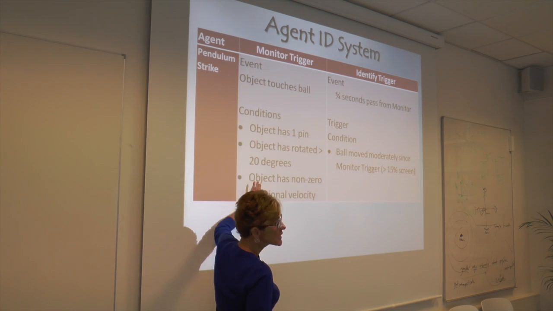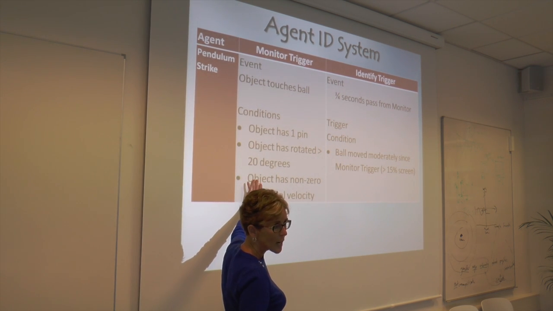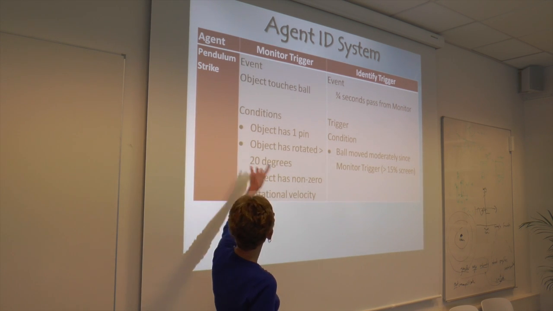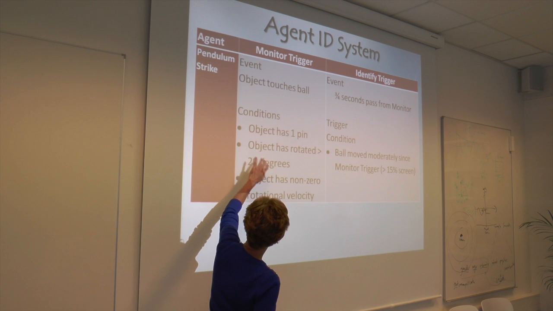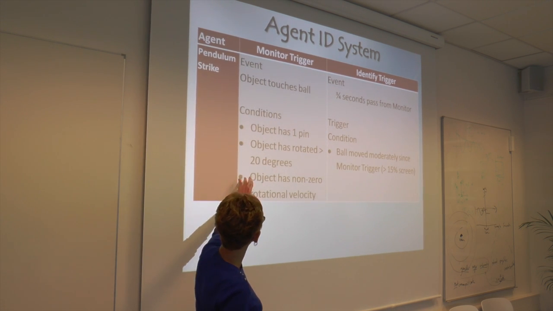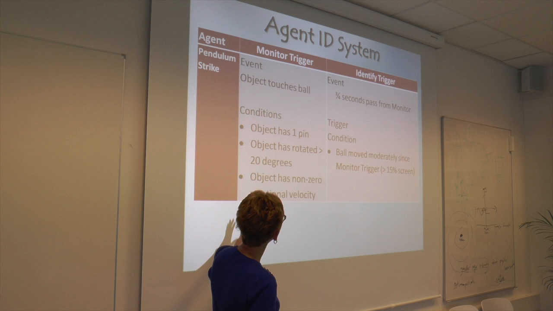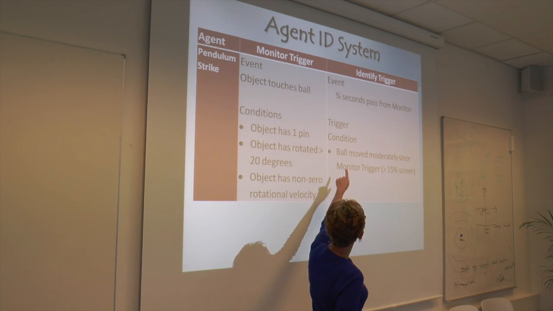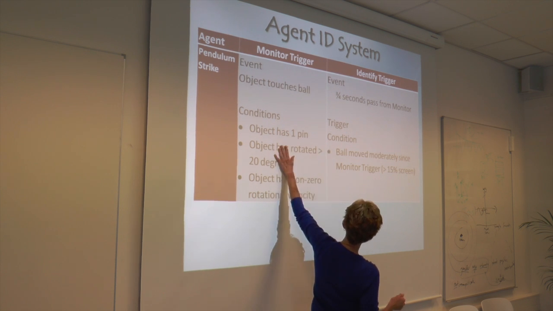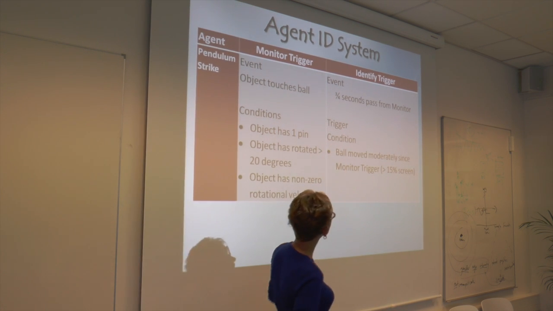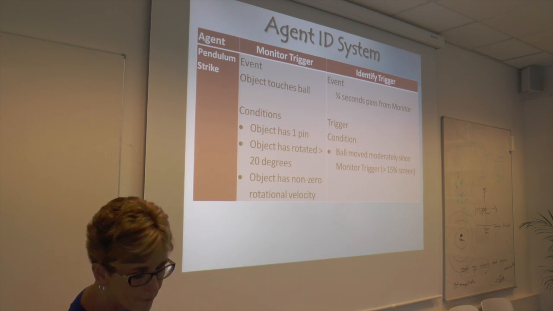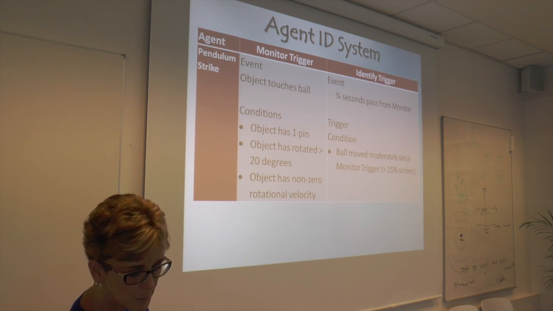If these conditions hold, the first phase is accomplished. That's the weak hypothesis. The computer thinks the person is drawing a pendulum. So the object has a single pin. The object is rotated more than 20 degrees and it has non-zero rotational velocity. And then if this condition holds, bam, it's a firm hypothesis, and that's the identify trigger. Then if these hold and the ball is moved moderately, we shall call it a pendulum. And in fact, judged again, 98% accuracy is sweet.